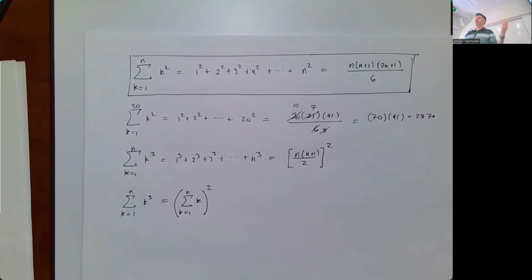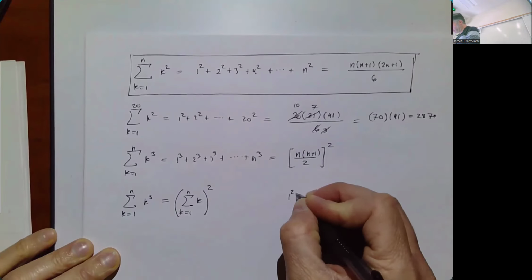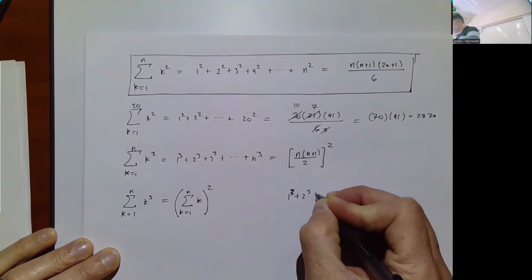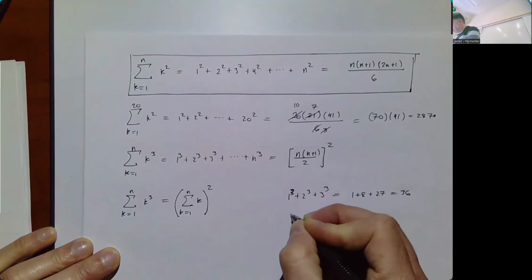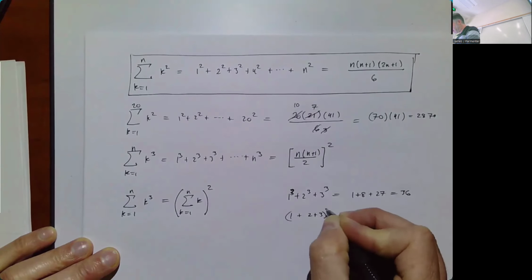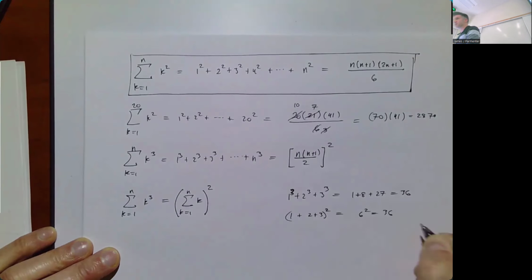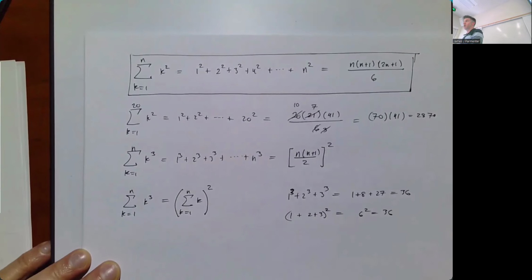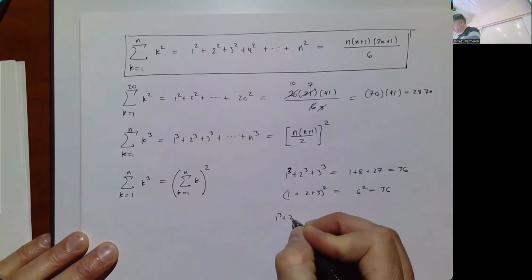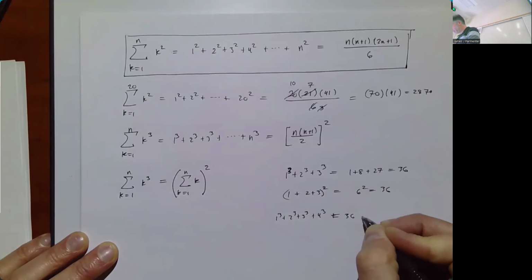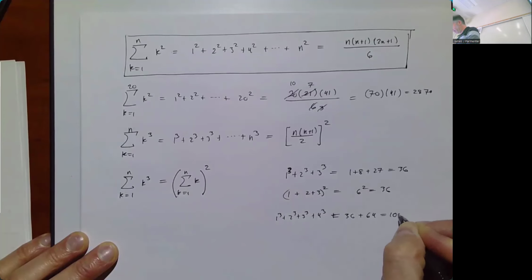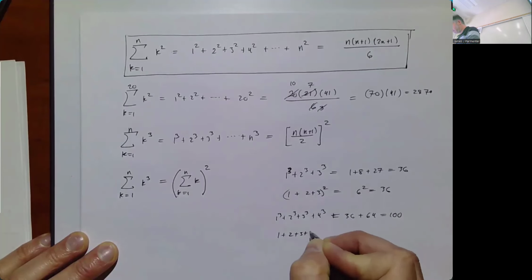Which I just think, I don't know, it seems like such a large coincidence. You're like, that really works? Yeah. Check it out. 1 cubed plus 2 cubed plus 3 cubed is 1 plus 8 plus 27, which is 36. And 1 plus 2 plus 3 squared is 6 squared, which is 36. And go as far as you want. 1 cubed plus 2 cubed plus 3 cubed plus 4 cubed is 36 plus 4 cubed, which is 100. And yeah, 1 plus 2 plus 3 plus 4 squared, also 100.